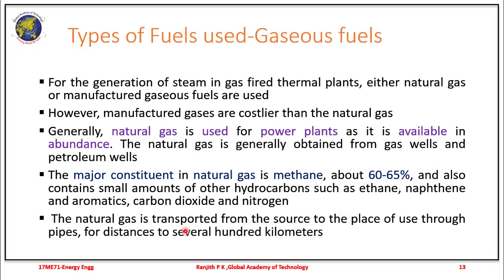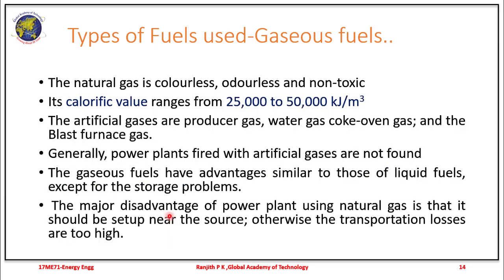The natural gas should be transported from the source to the place of use through pipes, and this distance could be very small to several 100 kilometers. This natural gas is colorless, odorless, and usually non-toxic, and its calorific value ranges from 25,000 to 50,000 kilojoules per meter cube. When compared to solid fuel and liquid fuel, this is pretty less.